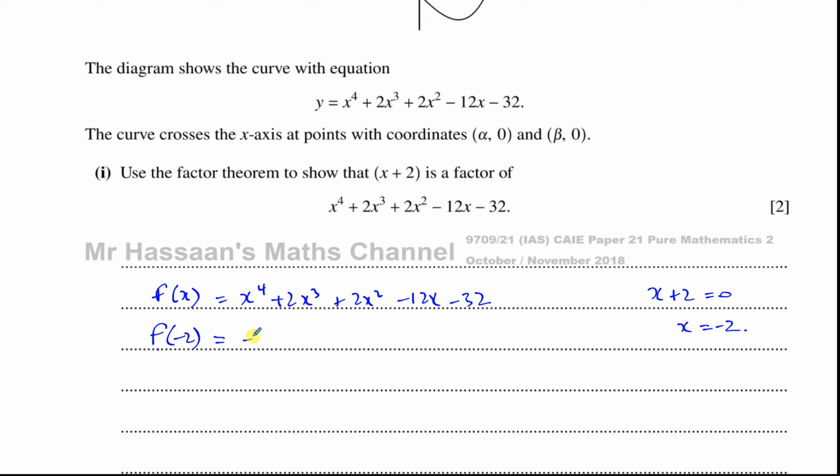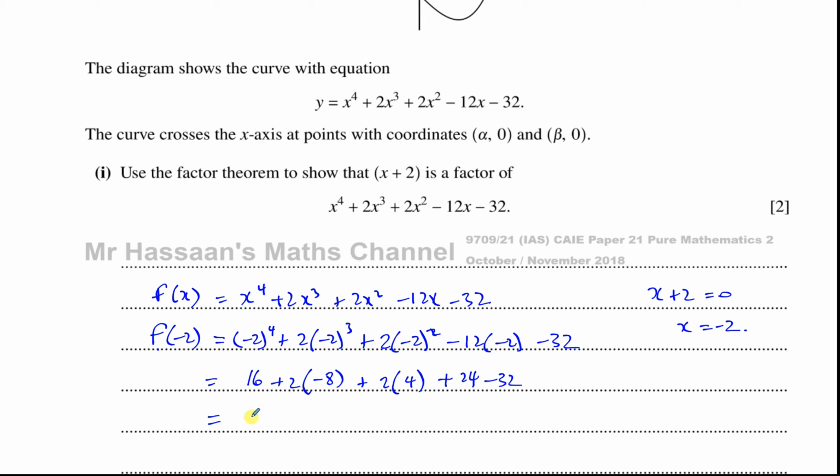We'll see what we get. Negative 2 to the power 4 plus 2 times negative 2 cubed plus 2 times negative 2 squared minus 12 times negative 2 minus 32. Negative 2 to the power 4 is an even power, so that's going to become positive 16. Plus 2 times negative 2 cubed, which is negative 8, plus 2 times negative 2 to the power of 2, which is an even power, so it's going to become positive 4. And minus 12 times minus 2 is plus 24. And we've got minus 32.